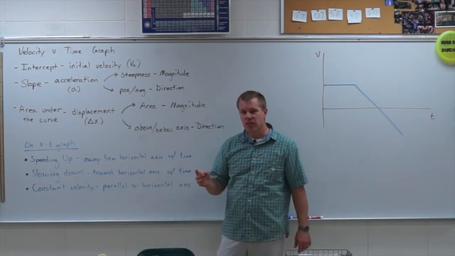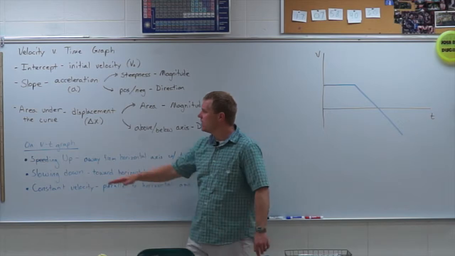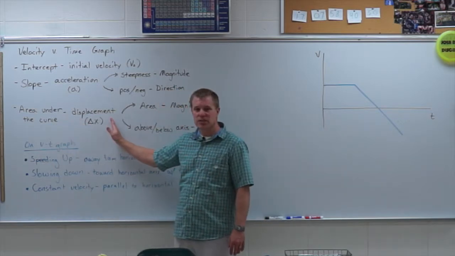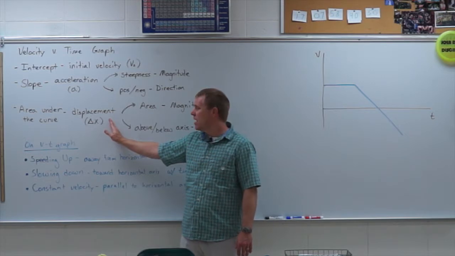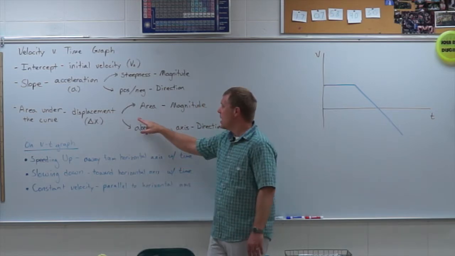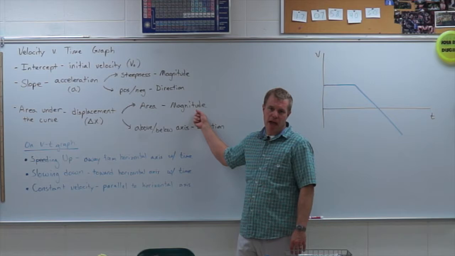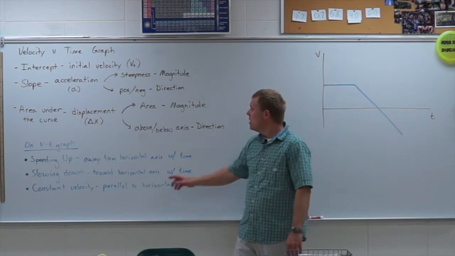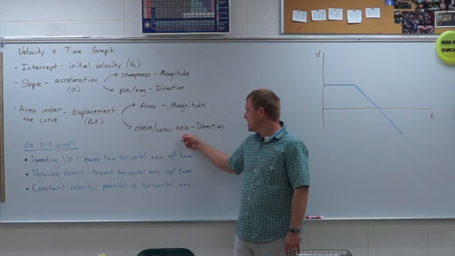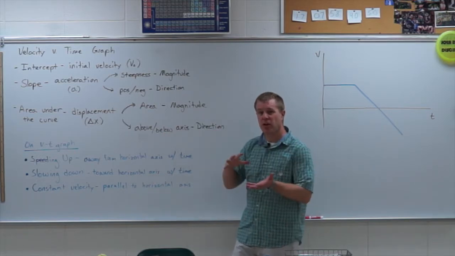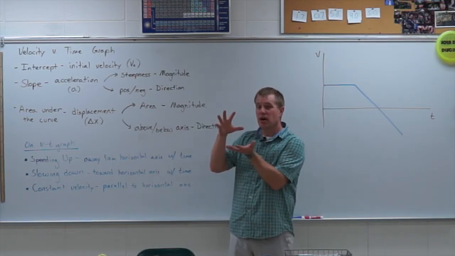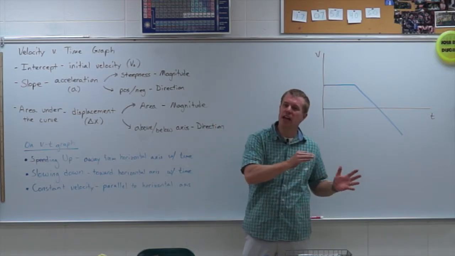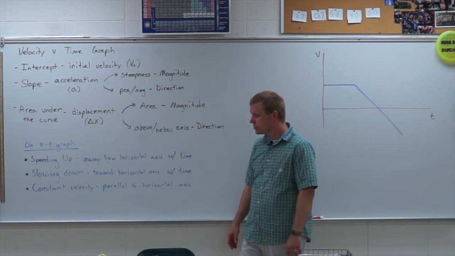Okay? The third thing it tells us, and this is an interesting one, it tells us that the area under the curve is equal to the displacement, how far it's actually gone. Now, the size of the area tells me about the magnitude, the distance it's gone if it's going in a straight line. If it's above or below the axes, tells me about the direction. So areas above the axis are positive, and areas below the axis are negative displacements.